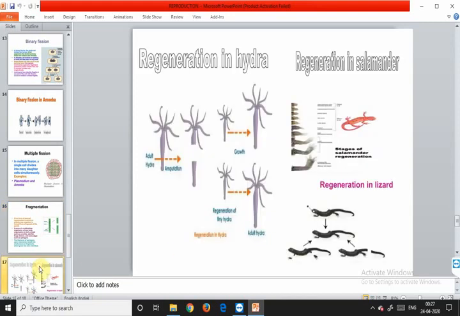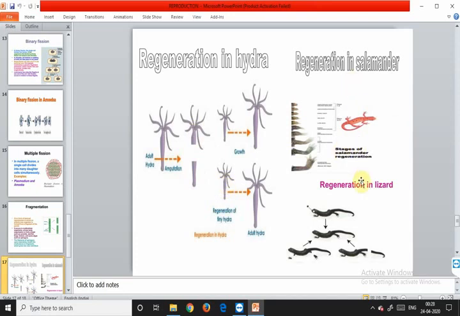Let's see regeneration. What is regeneration? The formation of the lost part. Regeneration mainly occurs in Hydra. In Hydra, this is amputation. Amputation means cutting. This is the adult Hydra. It divides into two, the upper part and the lower part. The upper part regenerates the bottom part by itself, and the lower part is able to generate the upper part by itself, and thus it forms a complete new organism.